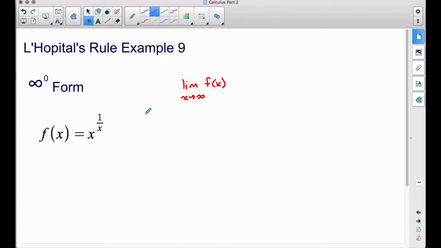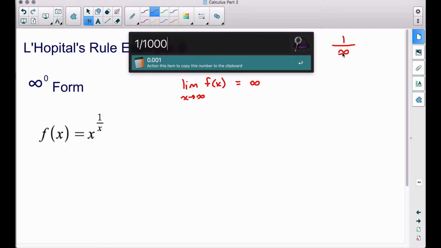In this video, example number 9 of L'Hopital's rule, we're going to look at the infinity to the 0 power form. We have this function f of x, and we want to find the limit of f of x as x approaches infinity. Let's go ahead and try that real quick. If we let x approach infinity, this is going to be infinity, that's that x right there, to the 1 over infinity power. Well, what is 1 over a really big number?